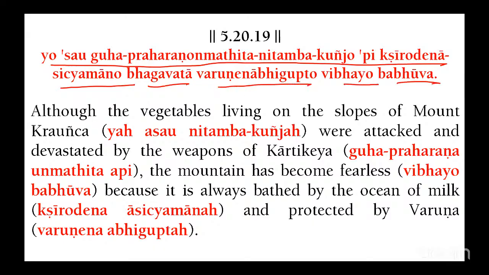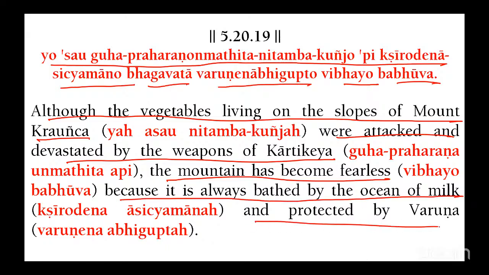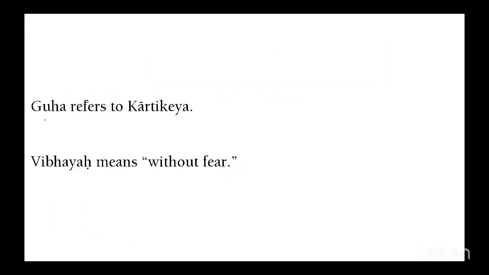Although the vegetation living on the slopes of Mount Krauncha was attacked and devastated by the weapons of Kartikeya, the mountain has become fearless because it is always bathed by the ocean of milk and protected by Varuna. So this particular mountain is Krauncha mountain. Guha refers to Kartikeya and Vibhayaha means without fear.